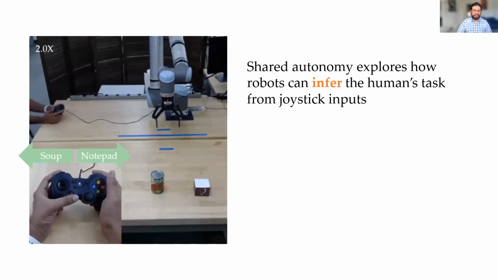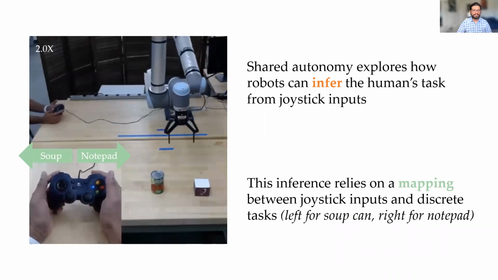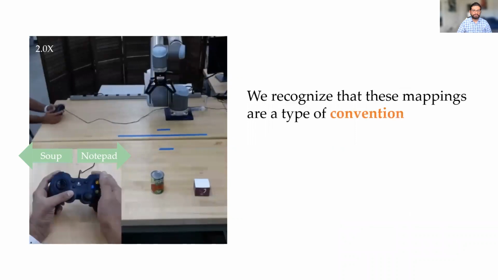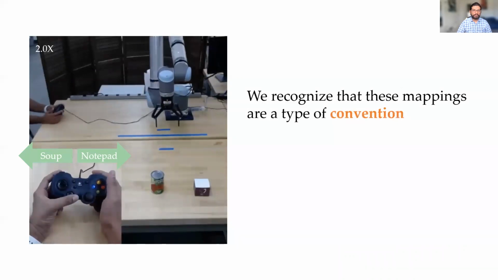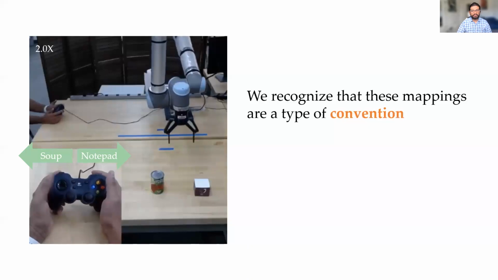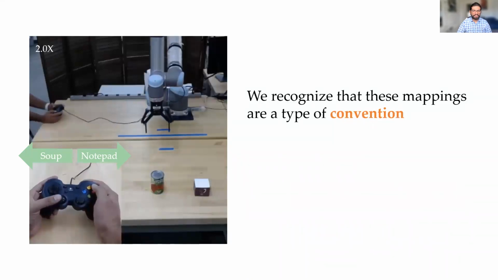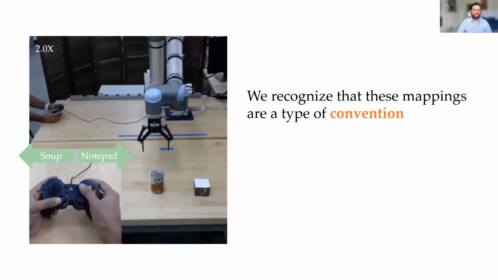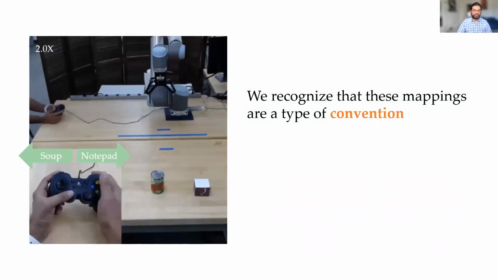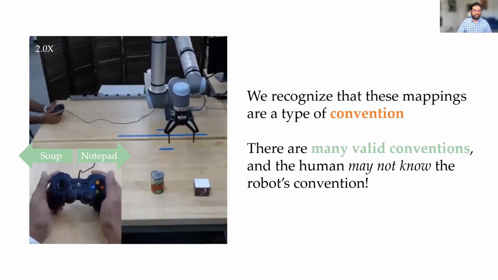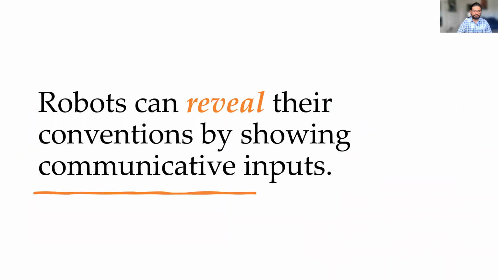The best way to get around this problem is to recognize that the robot is actually relying on a mapping between the joystick inputs and the tasks. We can actually think of these mappings as a type of convention. So now in this scenario, if the human were to exaggerate and press left on the joystick instead of going straight towards the soup can, it would make it easier for the robot to figure out what the human wants. While this seems easy in our simple example, it may not always be that obvious in the real world.